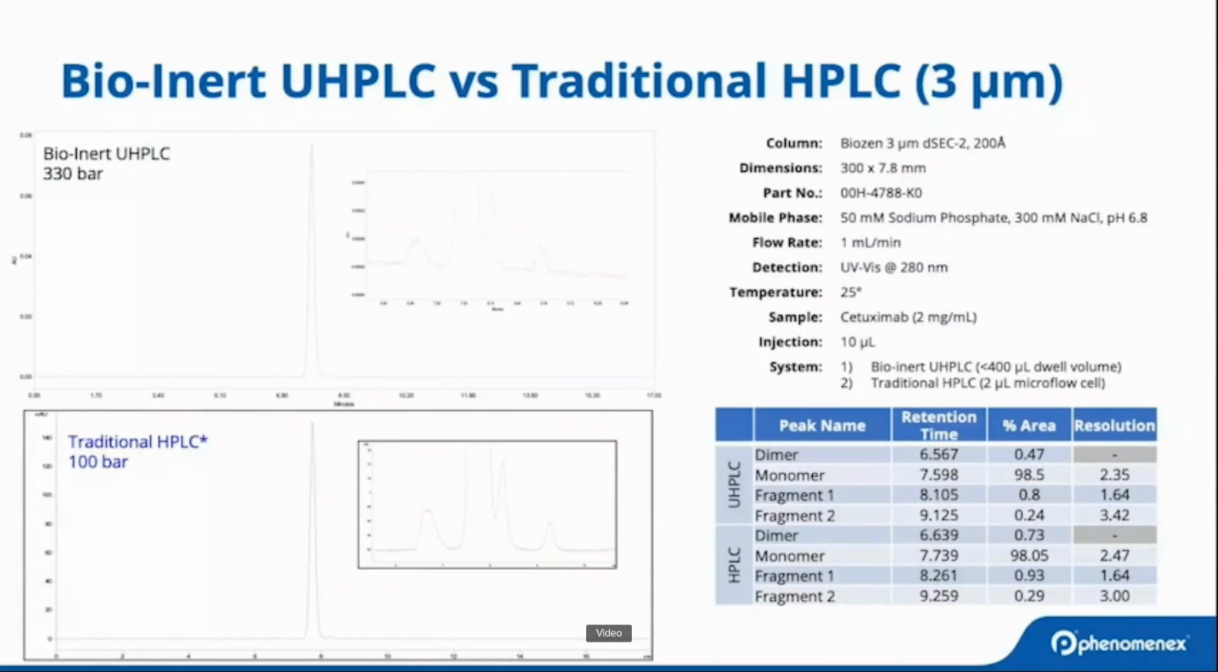So if you want a column to perform across all platforms, it may be more prudent to run a 3 micron column. In terms of method transfer, especially to labs with known HPLC limitations, a column using a 7.8 mm ID and a 3 micron particle is often preferred because it's more resistant to those differences in dwell volume.